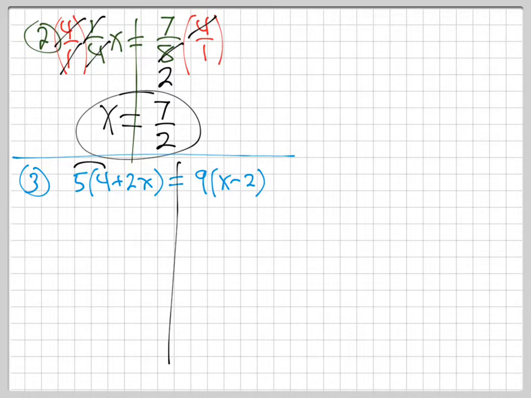So let that 5 go boom, boom, and we'll get 20 plus 10x. And let the 9 go boom, boom. 9x minus 18. All is well there.